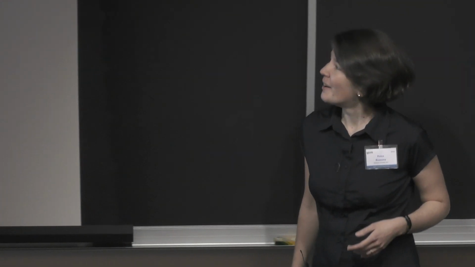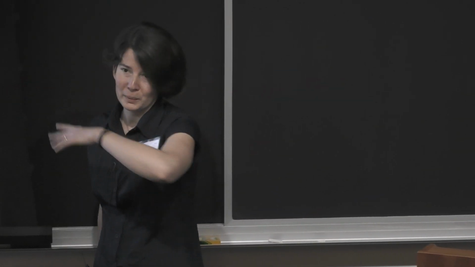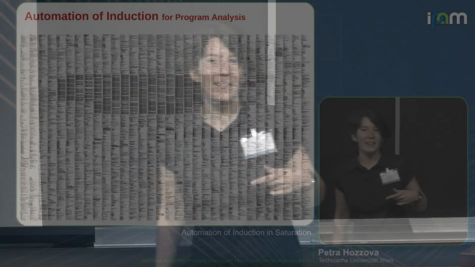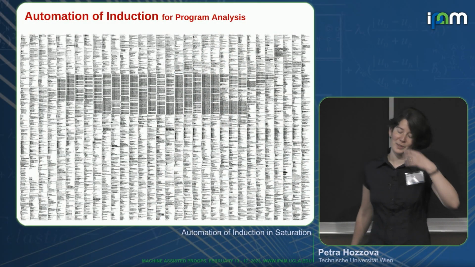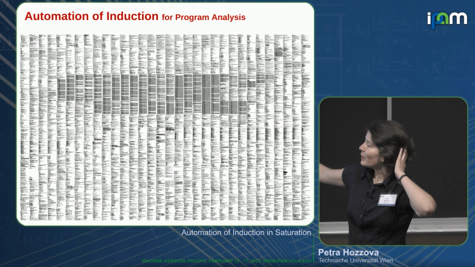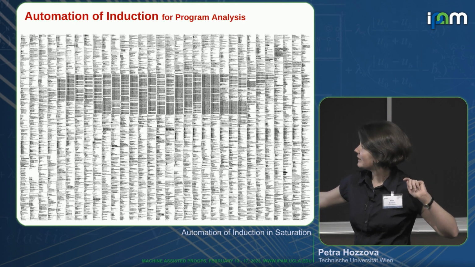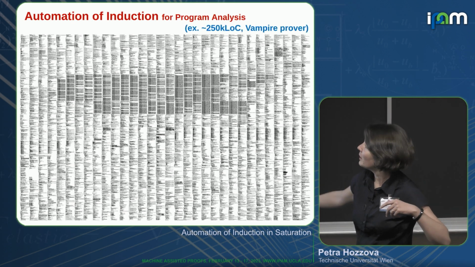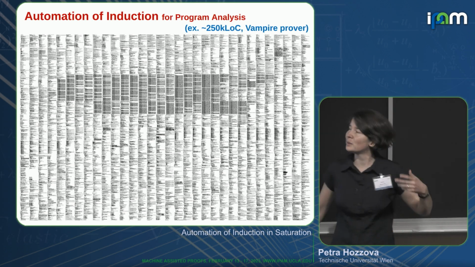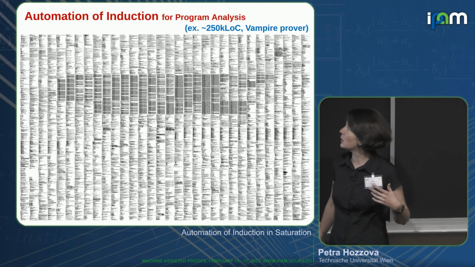So I will talk about automating induction in saturation, and I will get to explaining what I mean by all these three words, but actually let me start with a self-referential motivating example. This is a screenshot of the Vampire codebase from some time ago. Currently, it encompasses around 250,000 lines of code.